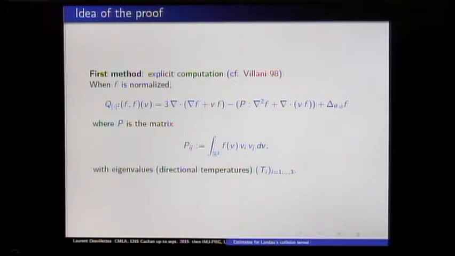Yeah, so this is just the contracted product of the matrix here and the Hessian matrix of F. So it's two matrices? Yes, it's just the trace of the product of the two matrices. Trace. Yeah.